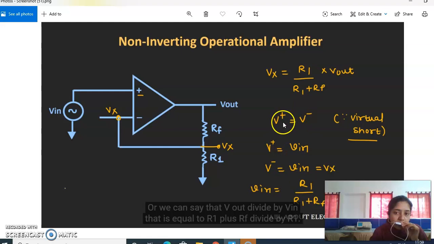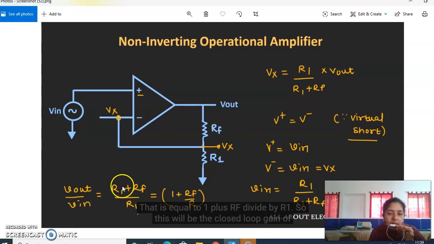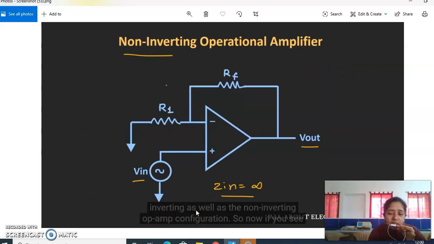Now here V plus indicates the voltage appearing at the non-inverting terminal of the op-amp, and V minus indicates the voltage appearing at the inverting terminal of the op-amp. Whenever these two are equal, that concept is called the virtual ground concept, right? So here V minus is equal to Vx, and this Vx is equal to Vin. So Vin equals R1 by R1 plus Rf times Vout, and Vout by Vin equals R1 plus Rf by R1. So we get 1 plus Rf by R1. That is the virtual ground concept.